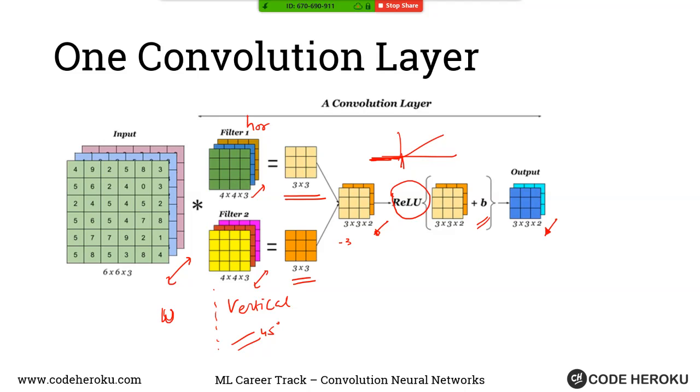Because we did a 3x3, we were getting a 3x3 output over here. And we had 2 filters, so we got 3x3 times 2. Okay, so let's do an example so this is more clear.